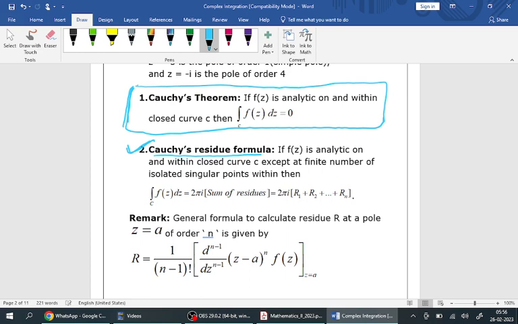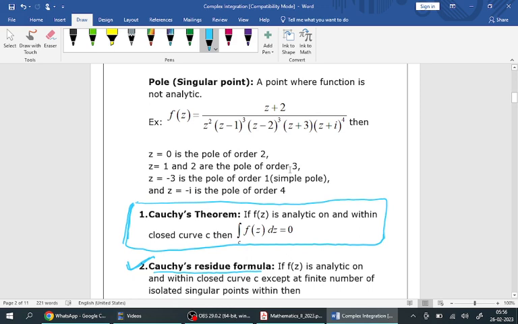For Cauchy's residue theorem, whenever the function is not differentiable, we have to find the points where our function is not differentiable in the circle, and those are known as poles. So how do we get the pole? A pole is a point where the function is not analytic. Not analytic means not differentiable.